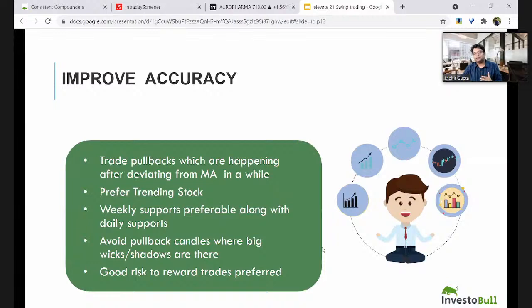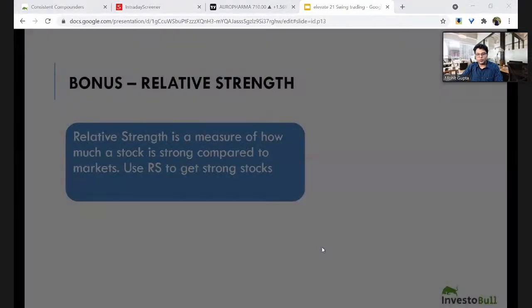It was just an example to show you that in a trending stock, if weekly supports are there, then it is highly likely that it's going to bounce from there, right? Again, you have to avoid pullback candles where very big shadows are there. If the pullback is happening, but the stock has gone 10% below and then moved up, you have to avoid those pullbacks. Again, good risk to reward trades are perfect. If you're seeing that your stop loss is too high and your target potential is very small because there is some other resistance after pulling back, then you can avoid these trades. So these are some simple and proven tips from my side to include.